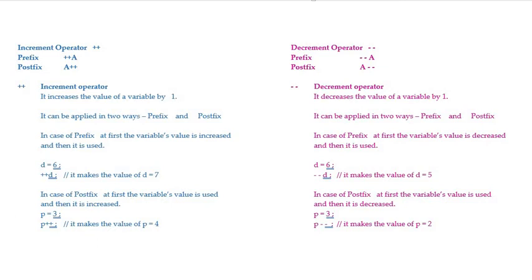In case of postfix, the variable's value is first used and then changed. And in case of prefix, the variable's value is first changed, then used. Now, this will be demonstrated when examples are shown.